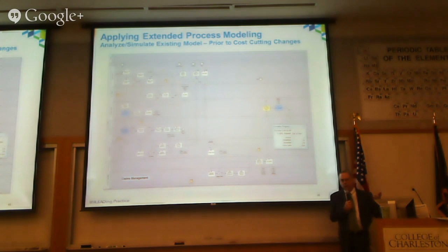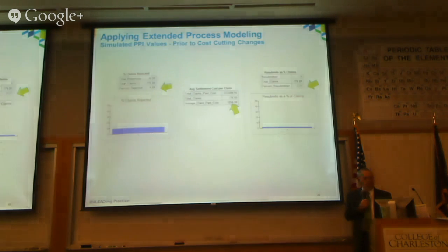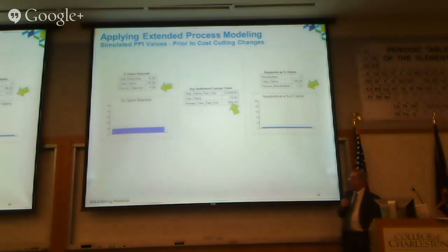So simulation, obviously I mentioned earlier, is a key element of this. It does resource contention, cost, and cycle time analysis. So you can essentially determine where the current process is running. So here's an example. In this particular case, we're looking at trying to reduce the average settlement cost, the amount of settlement paid per claim submitted to the insurance company.